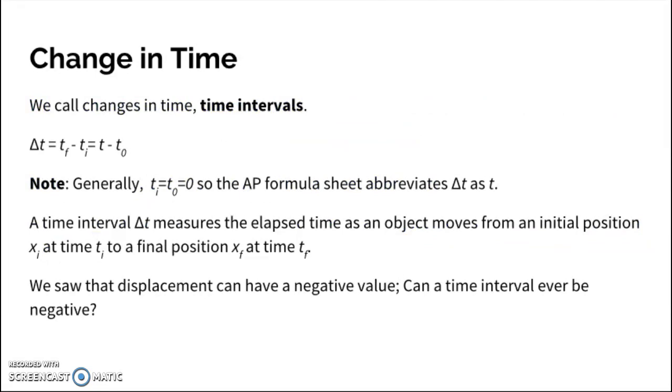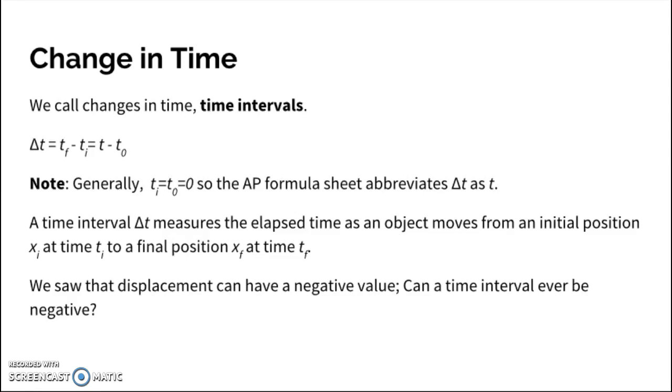I also just want to mention we're going to be dealing with changes in time very often. Change in time is symbolized by delta t, so it's our final time minus our initial time. Generally, our initial time is going to be 0, just because it's a simple place to start counting. If you look on the AP formula sheet, delta t is not really used there, whereas just t is, because we have our final time minus 0, it's just our final time, so just t.